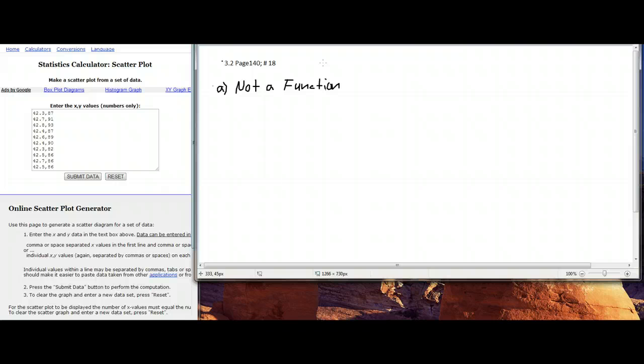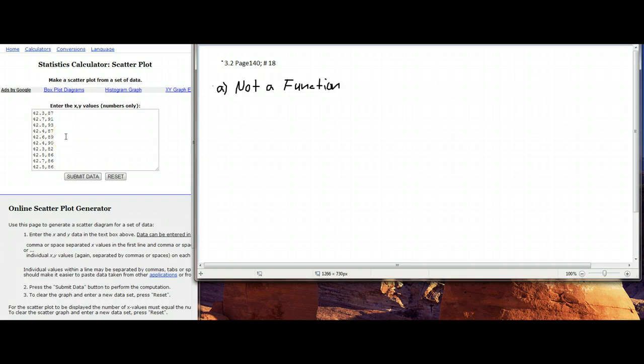Now, there's more than just the 42.4. In fact, 42.3 also repeats. If you look, 42.3 here gives you 87, and down here 42.3 gives you 82. So the same x gave two different y values, not a function.